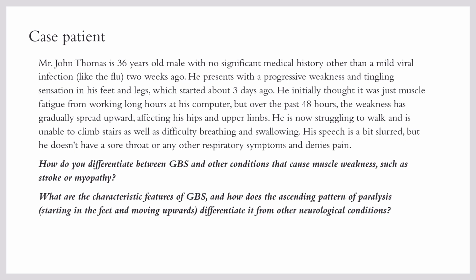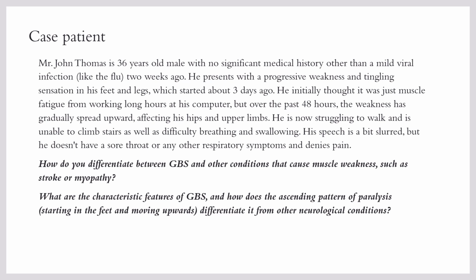So what are the characteristic features of Guillain-Barré syndrome? Remember, he had a history of a viral infection, and in this case, it was like the flu. He has progressive weakness and tingling that started in his feet, and it's moving up. Now he's having difficulty breathing and swallowing, so it's moving up. So how does this ascending pattern of paralysis differentiate it from other neurological conditions?